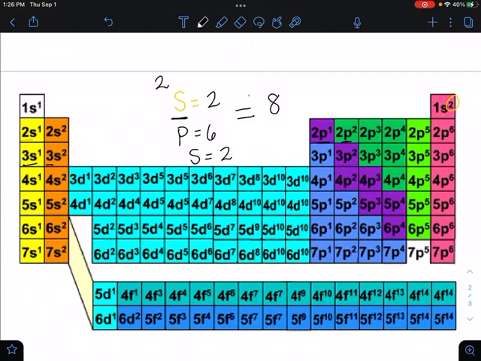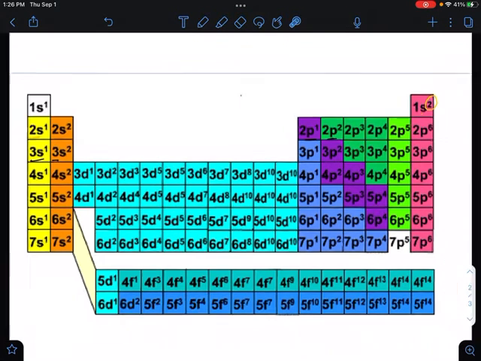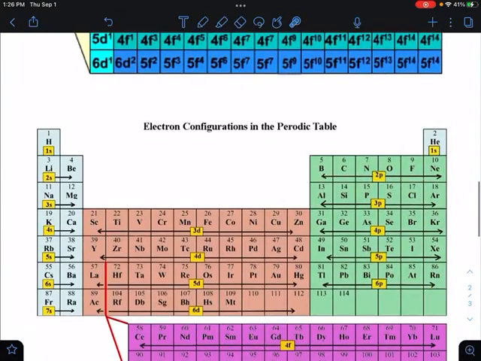So that's why the shells beyond number 1 can hold 8. But then we're going to talk about the D shell later, but we're not worried about that right now. So here's the electron configuration table on the actual periodic table.